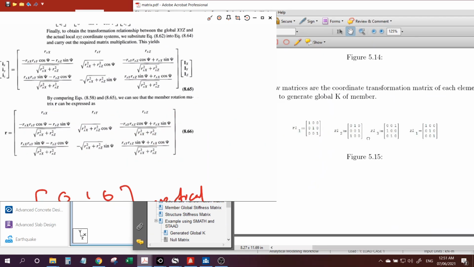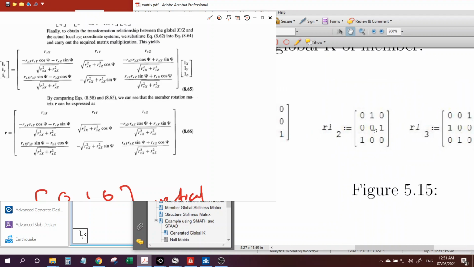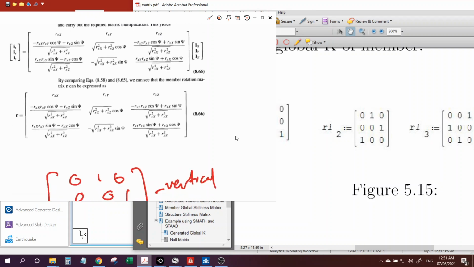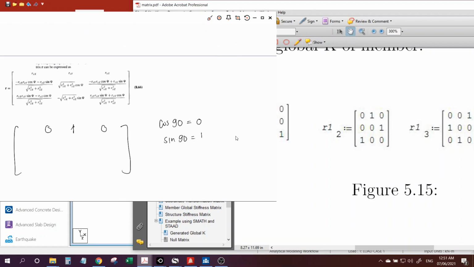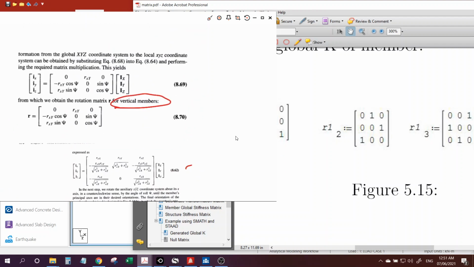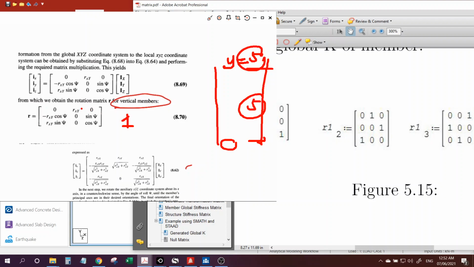Okay, now for the vertical member, member 2, this will be our formula, which is 8.7. Where is equation 8.7? This one. This is the rotational matrix for vertical members, equation 8.7. Because we don't have Rxx, we only have Rxy, which is 1. Because the member is vertical, the x is 0, and your y here is, say, 5. That is also the length, so 5 over 5 is 1.